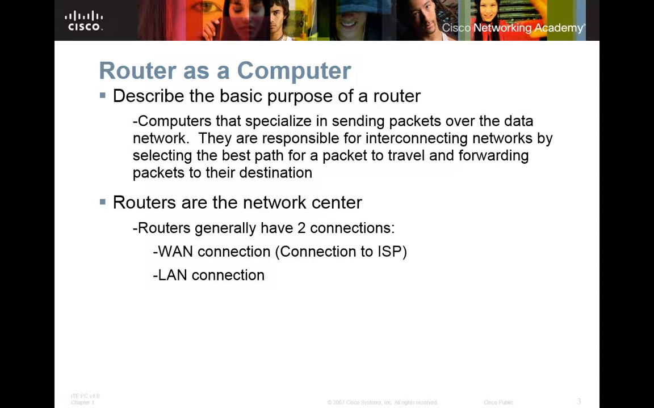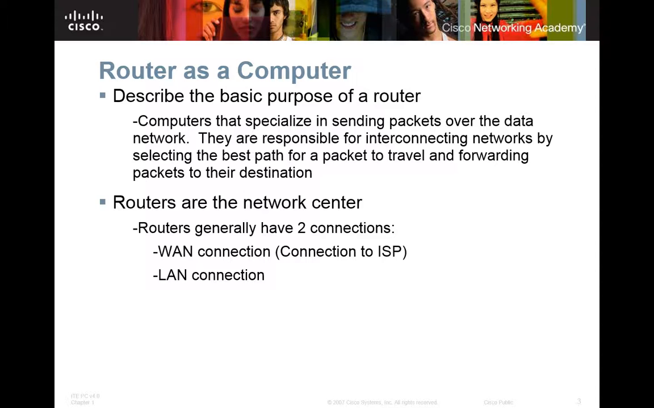What is the purpose of a router? Simple. It's just a computer that takes packets from one network segment and delivers them to another network segment. That's what a router does: it routes that packet using the least costly method or the fastest method.